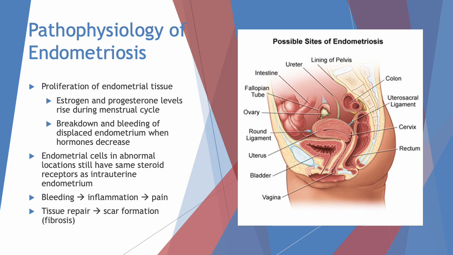And so this abnormal endometrial tissue can occur in several places. This picture shows some of the most common areas that it can occur. So near the bladder, around the ovaries, near the fallopian tube, and then it can move upwards towards the GI tract.